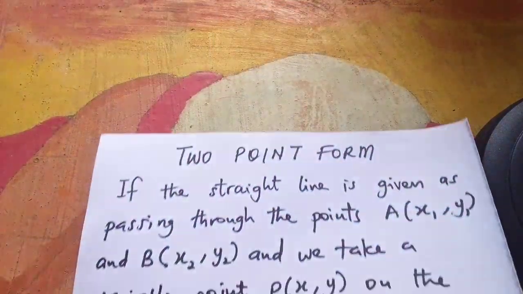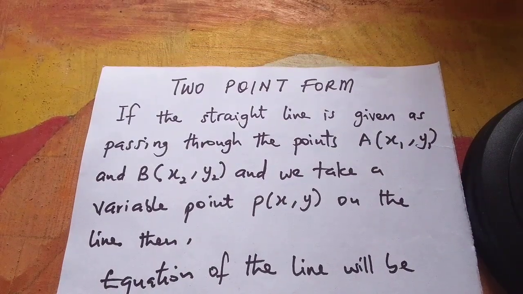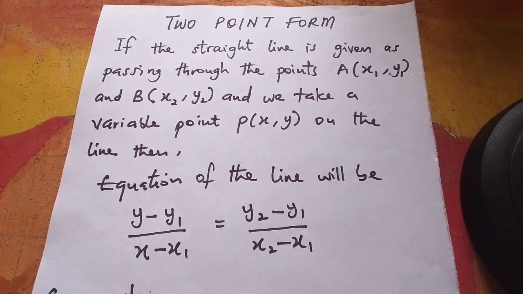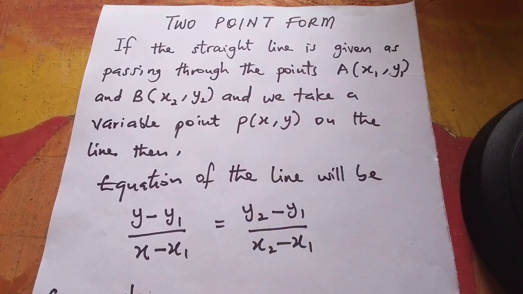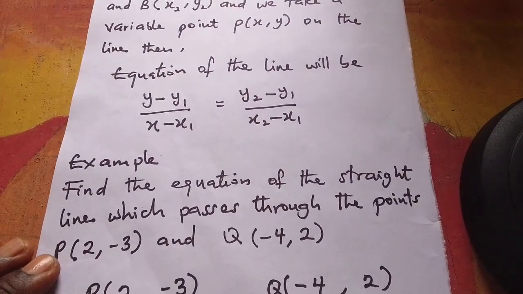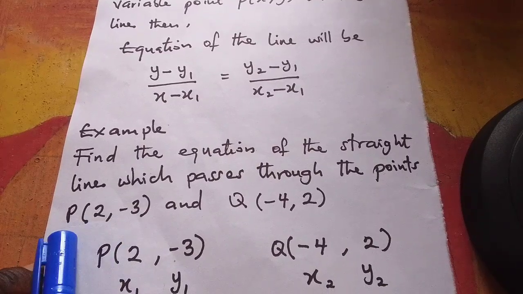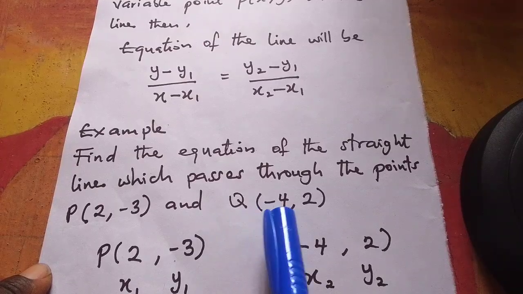Now, in case you are not given the gradient, but you are given two of the coordinates, it means that you are going to use (y minus y1) over (x minus x1) equals (y2 minus y1) over (x2 minus x1) to get the equation of the line. Now let us look at this question. Find the equation of the straight line which passes through the point P (2, -3) and the coordinate Q, which is (-4, 2).